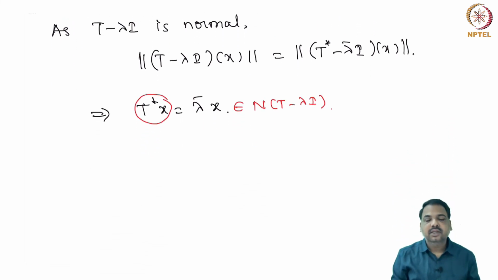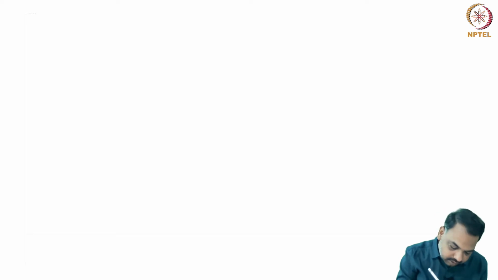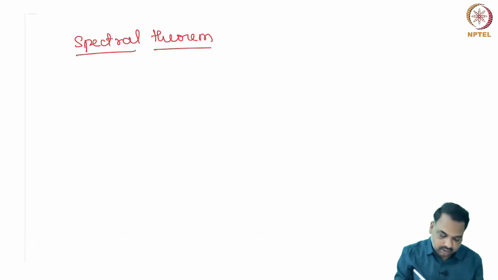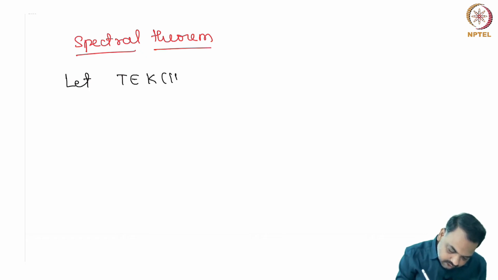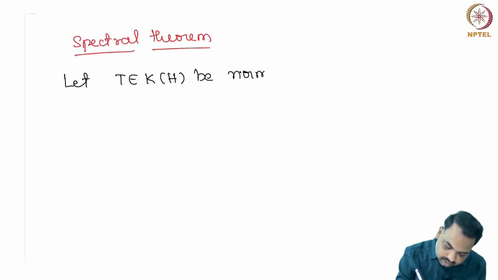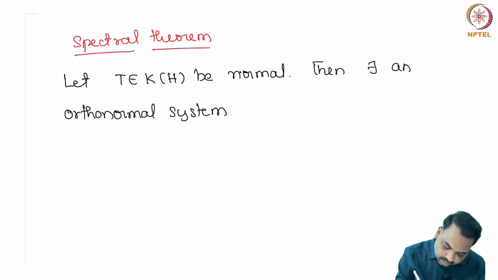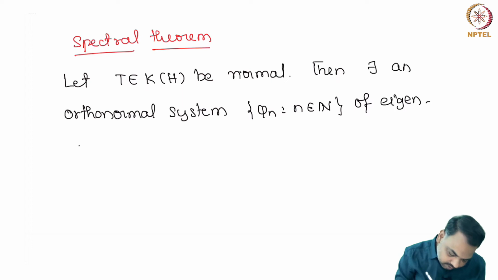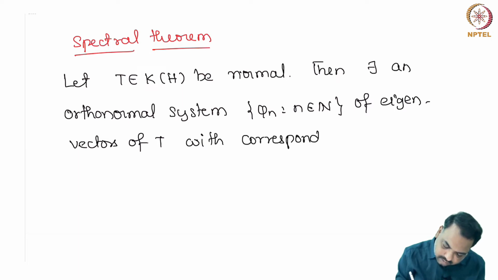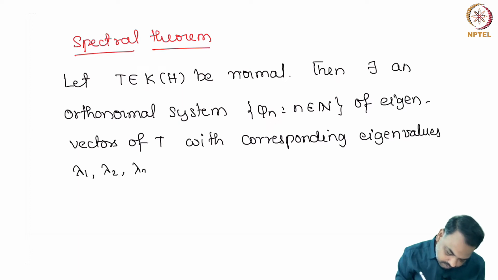Now with these three results we can actually state the spectral theorem for compact normal operators. We can follow the same steps as in the case of self-adjoint operators. Let T be a compact normal operator. Then there exists an orthonormal system of eigenvectors of T with corresponding eigenvalues lambda 1, lambda 2, lambda 3, and so on.